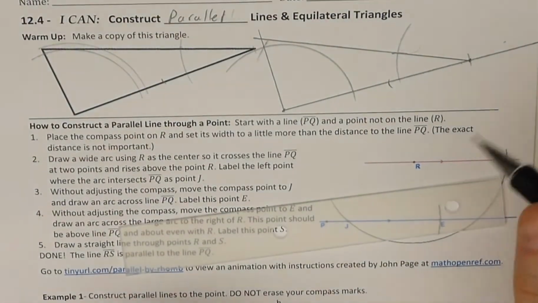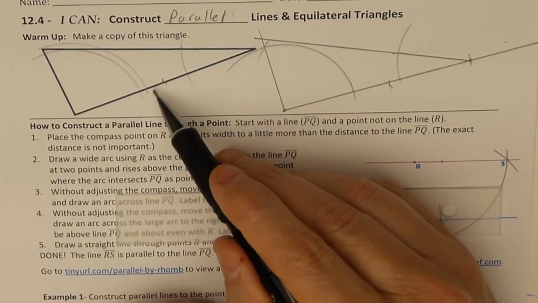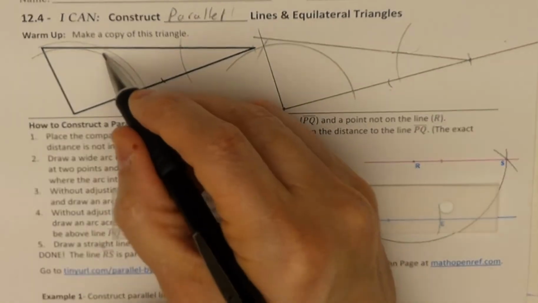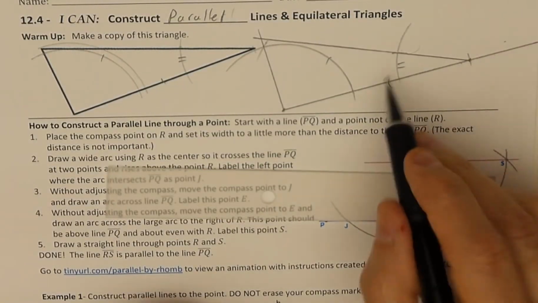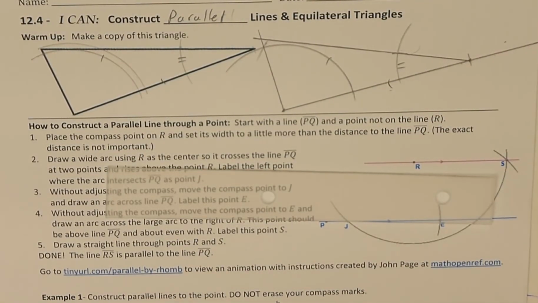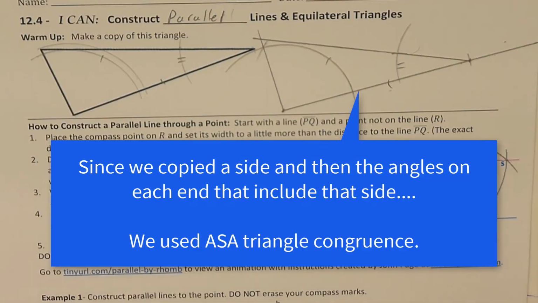So this side is congruent to that side. And what we just did is we made sure that that angle is congruent to that angle and that angle is congruent to that angle. So these two triangles, they would be congruent. Okay, so we're in good shape there.